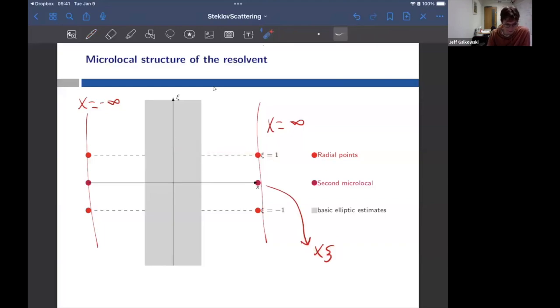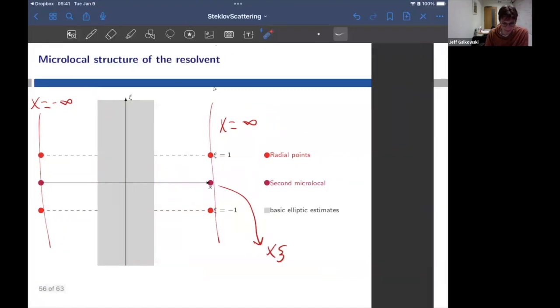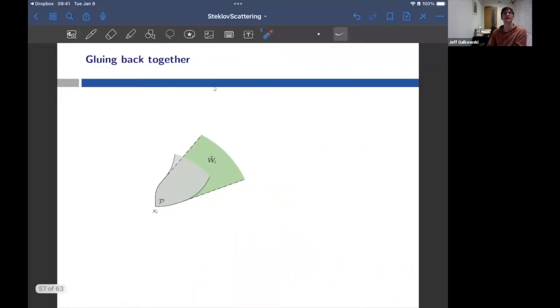Okay, and then near 0, near x equals 0, you use the elliptic estimates, the standard elliptic estimates, if you wish, for the Laplace equation to see that you have good estimates up here and down here. And then what happens in a compact set, you declare victory, and you have Fredholm estimates. Okay, so that's, again, a very, very rough sketch of how you go about doing this. So I want to say a few words about how you then glue this thing back together.